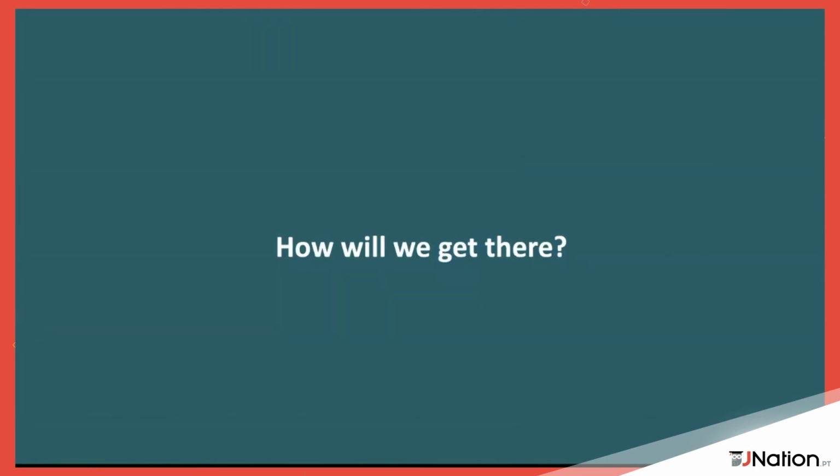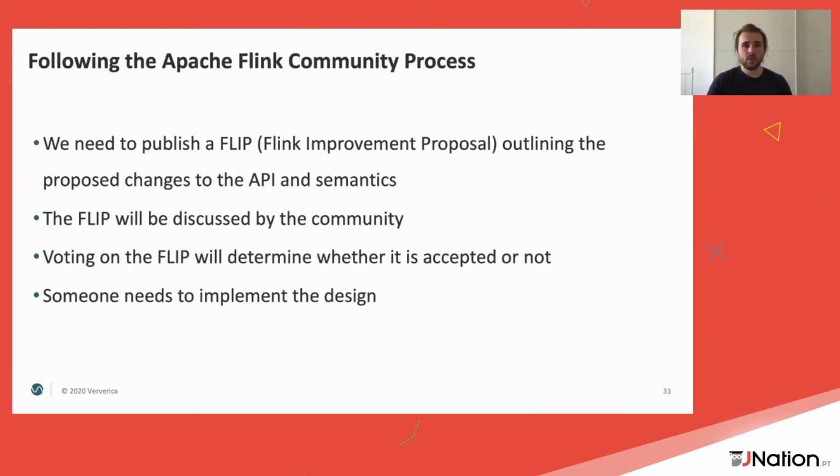So now we get to the last part. How will we actually get there? And this is again often overlooked in developing these systems, but there is actually a process for how such things happen in the community. So what we need to do first is write and publish a FLIP. This is a Flink Improvement Proposal. This is a design document that people can propose to the community of developers of the Flink project, which will then be discussed by the developers of the Flink project and the community, the users.